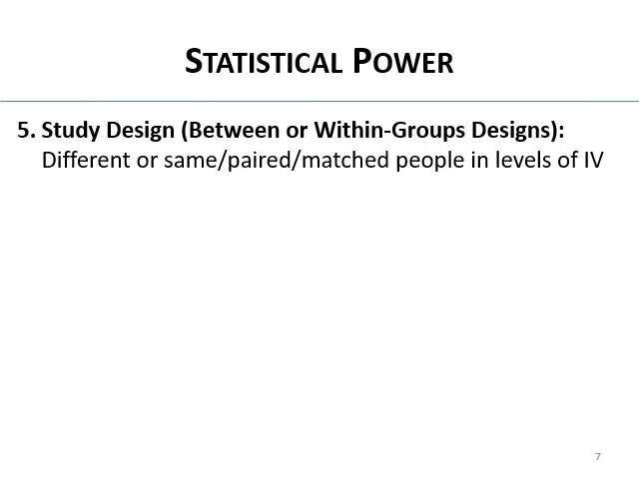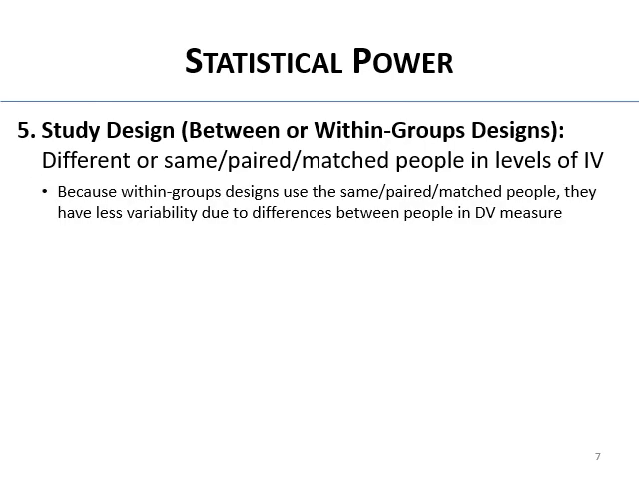How about study design? Is one of these designs more powerful? You bet. So between or within? Do you have different people in the levels of the IV, or do you have the same people, or they're matched, or they're paired in the levels of the IV? That's basically your study design choices. It turns out within-groups designs, because they have the same or paired or matched people, tend to have less variability just due to chance differences between people. They're more similar. In fact, when they're the same, it's the best of all.